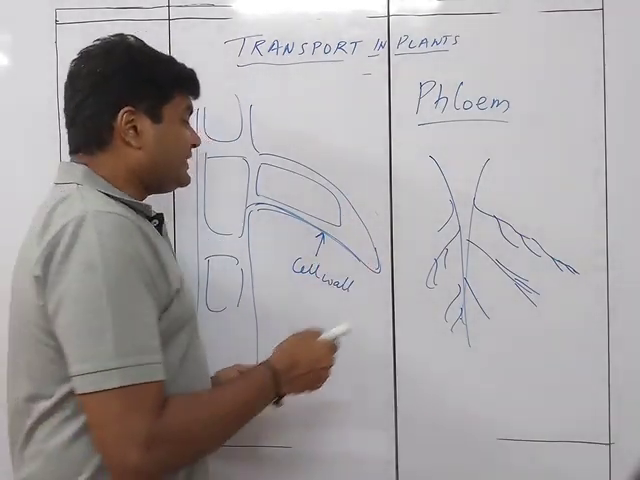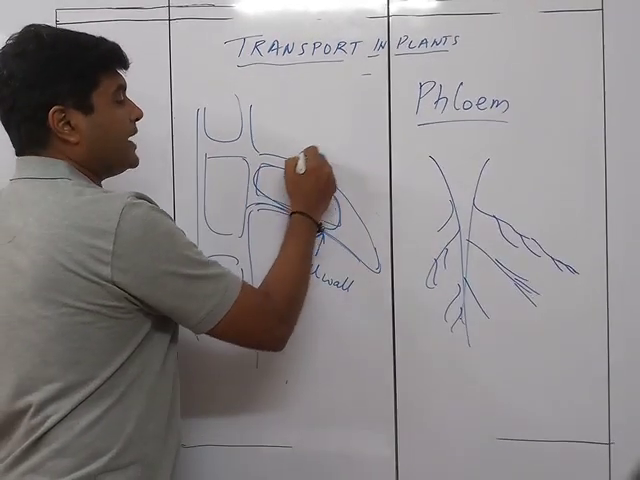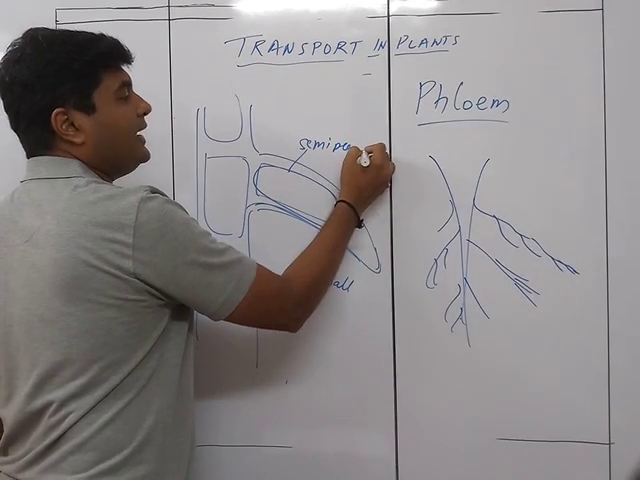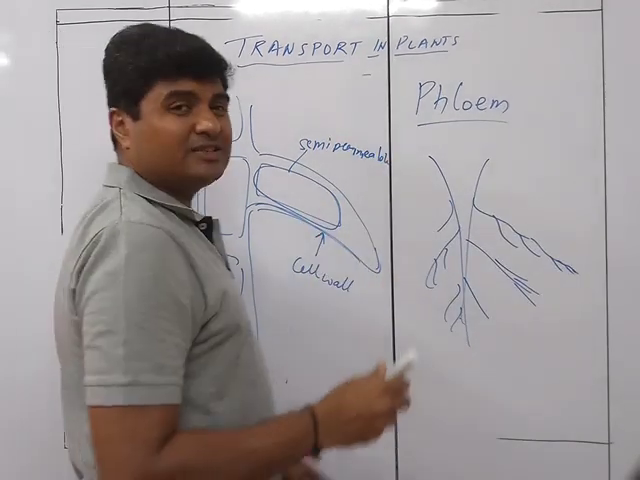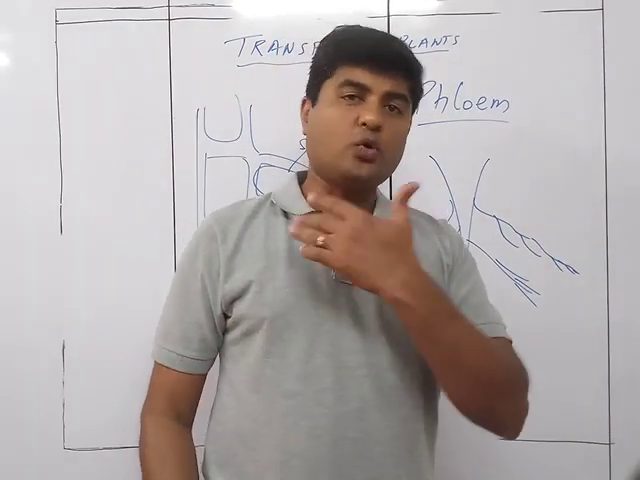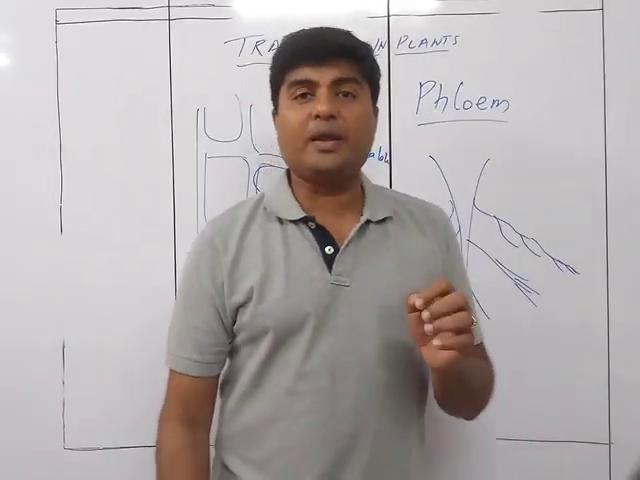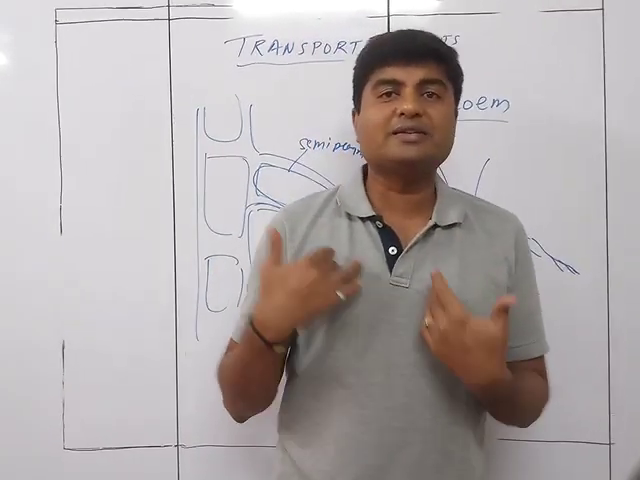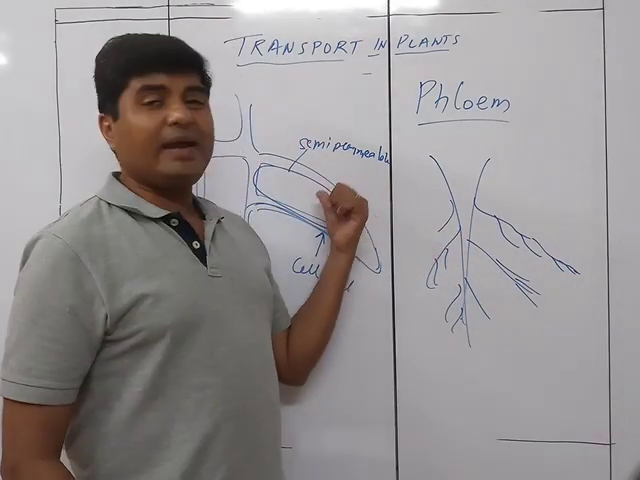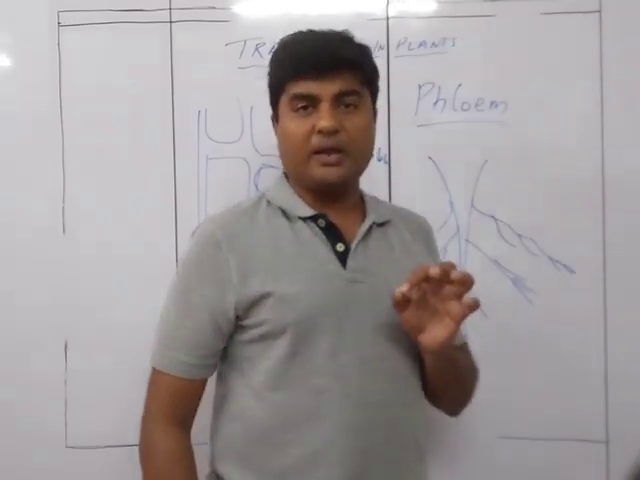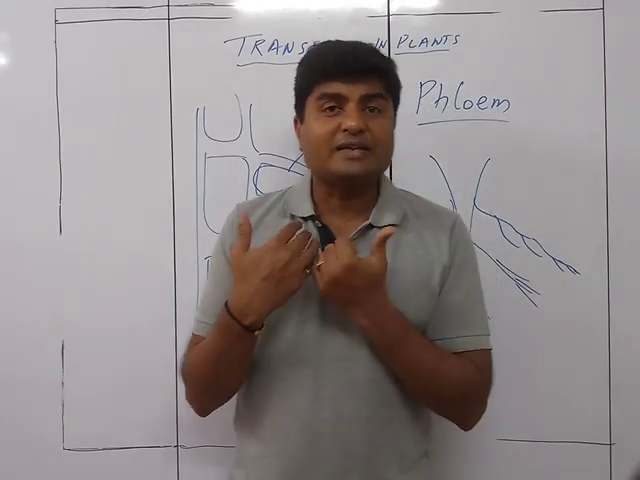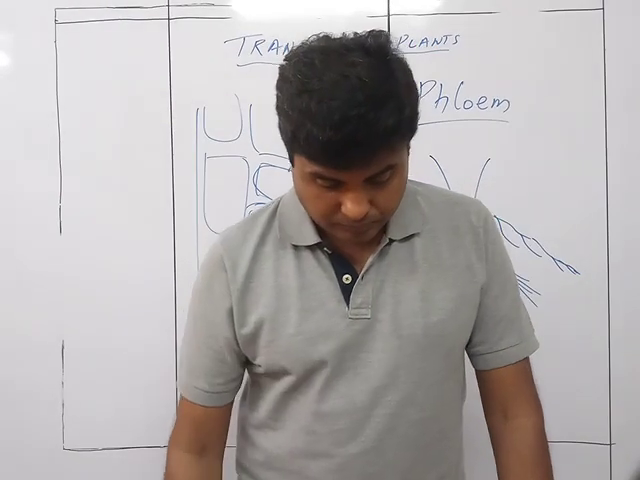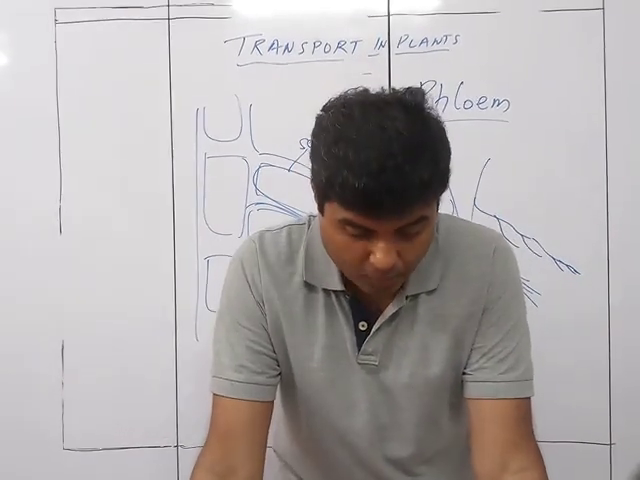That is the cell wall. But the cell membrane over here is semi-permeable. Semi-permeable means it allows only certain things to go inside and certain things to go outside. It will not allow everything to go inside and everything to come outside. Semi-permeable means like a security guard in your society. He allows only certain people to enter and certain people to go outside. So the cell membrane is semi-permeable, allowing only water to enter and not allowing the larger substances to enter the cell or the plant body.